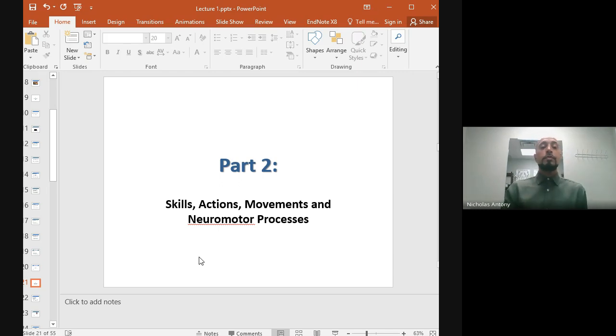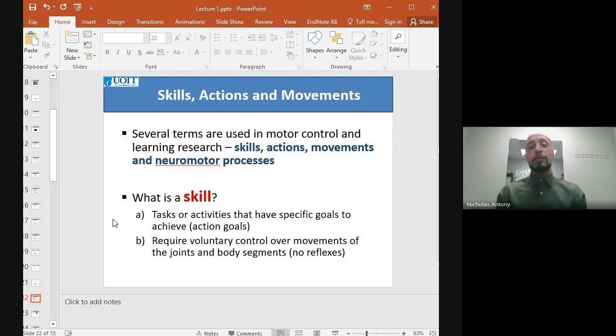Awesome. Okay, so now we're going to go through these different terms that were discussed initially and are used throughout the course, the textbook, motor control research, and motor learning research. These are terms that were developed so that we would all speak the same language, because obviously research is done in different parts of the country, countries, and the world. Okay, so there are several terms. They are skills, actions, movements, and neuromotor processes.